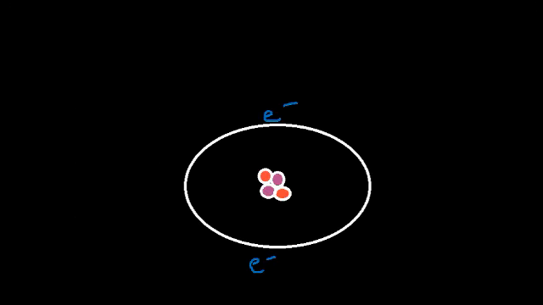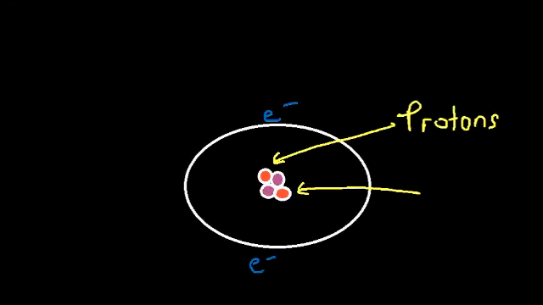So let's start our discussion with atoms. According to Dalton's atomic theory, matter is composed of atoms. And within an atom, you have smaller subatomic particles. In the nucleus, you have particles such as protons and neutrons. Protons have positive charges, neutrons are neutral. And outside of the nucleus, you have electrons, which carry negative charges.